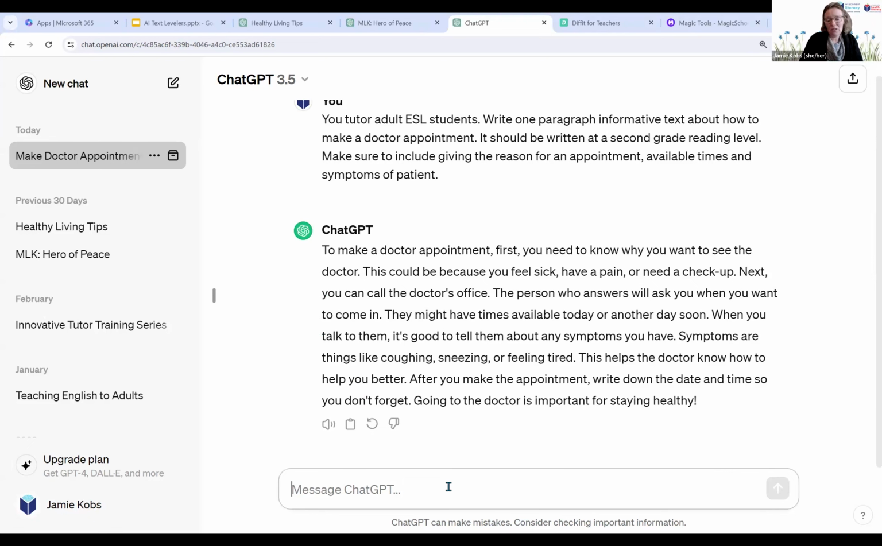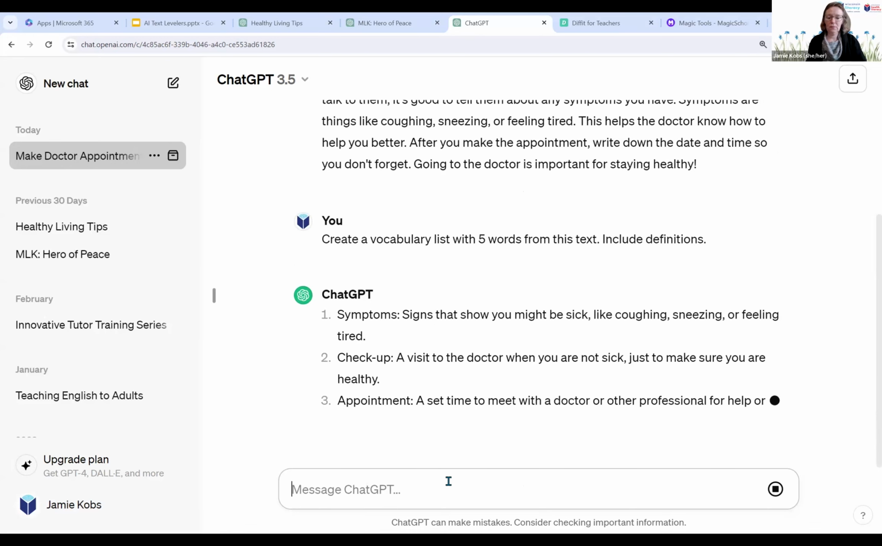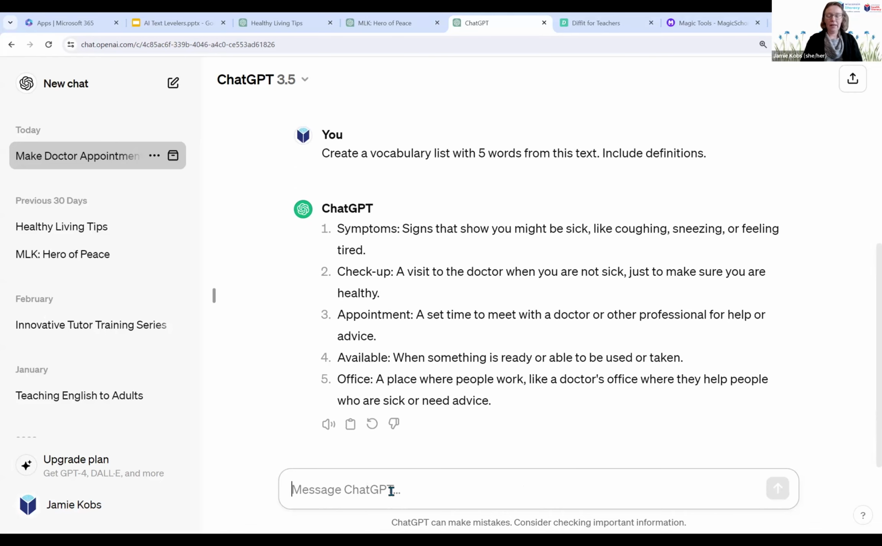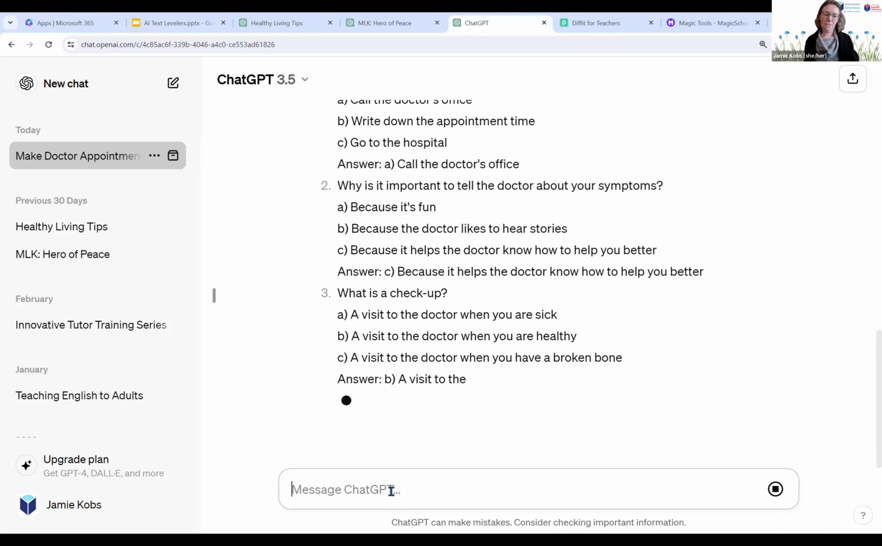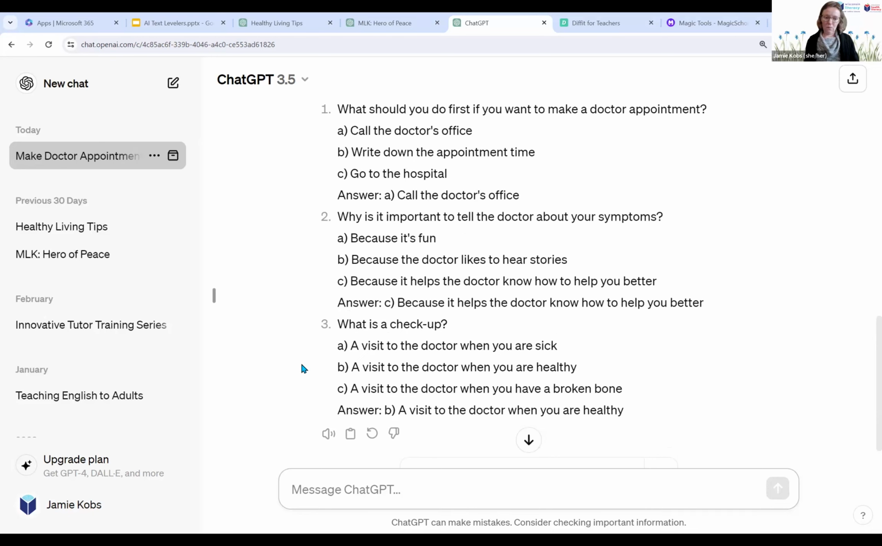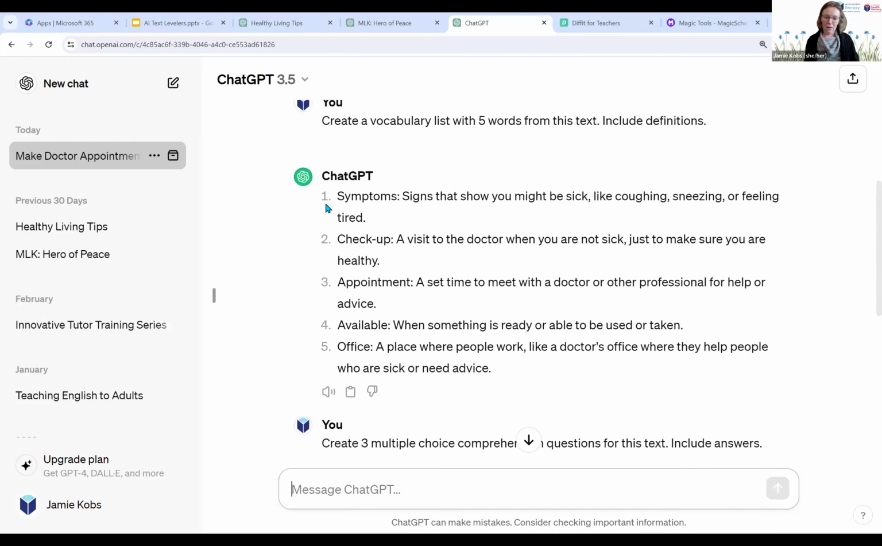To create some supplemental materials with ChatGPT, it's pretty easy. You can just say, create a vocabulary list with 5 words from this text, include definitions. I can also ask it to make comprehension questions. Create 3 multiple choice comprehension questions. Include answers. So I get my comprehension questions. And I get my vocabulary list.